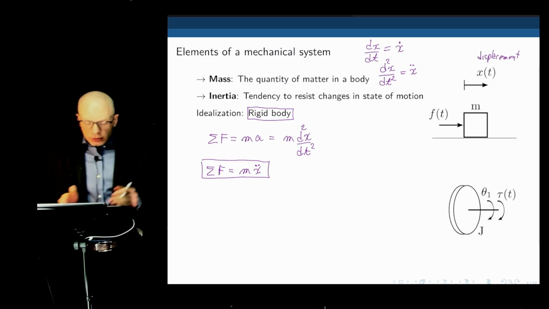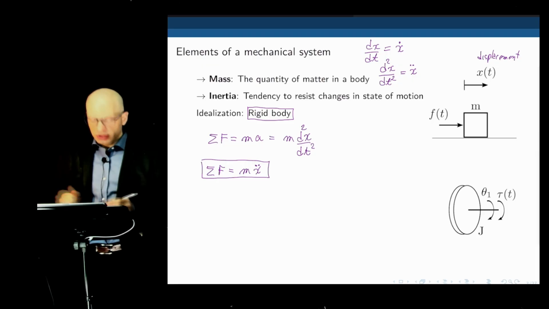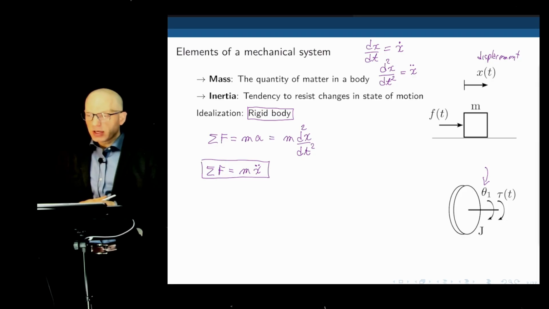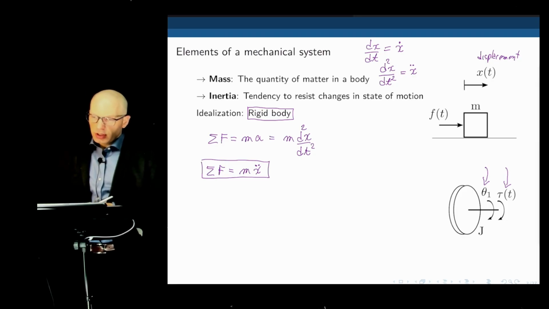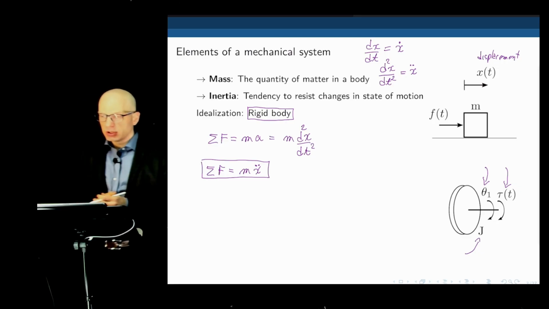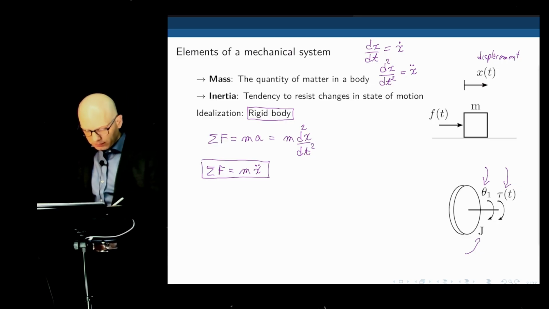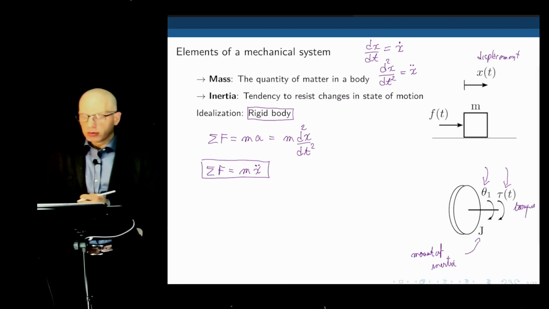If we now move to a rotational system, instead of linear displacement x, we have an angular displacement. You're going to call that theta. Instead of a force, we have torque. And instead of mass, we now need to account for the shape of that object, how it rotates around a given axis. And as such, we need to use its second moment of inertia that we call here J. So this is the moment of inertia. This is the torque. And theta is the angular position.